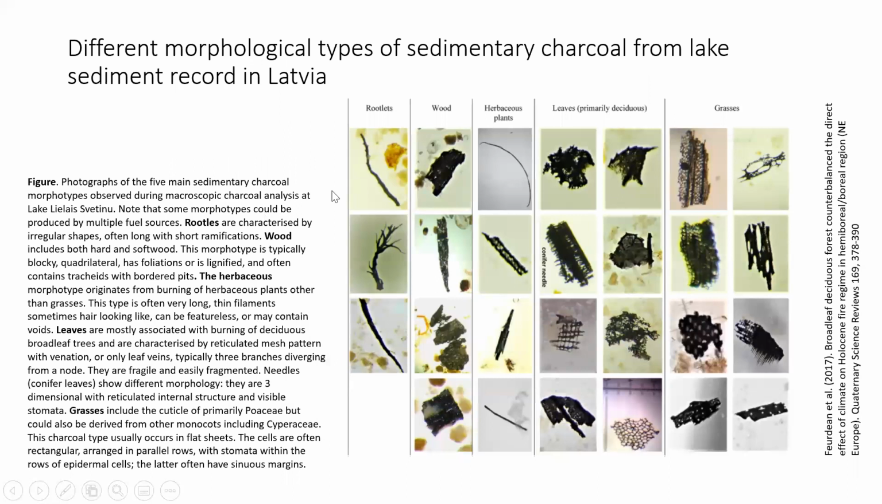This is an example of charcoal particles studied from a lake sediment record in Latvia, and they differentiated 5 different classes that they separated the charcoal into. So basically they have roots, wood material, herbaceous plant material, and just leaves, primarily from broadleaf forest, so basically deciduous forest, and then also some grasses that you can identify from the record.